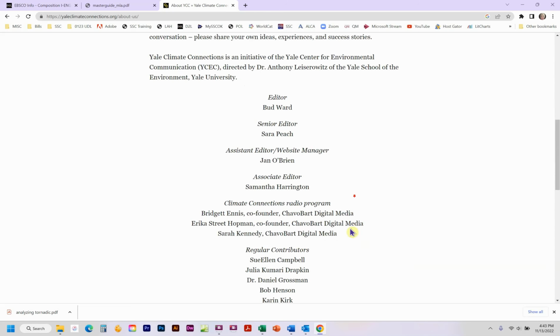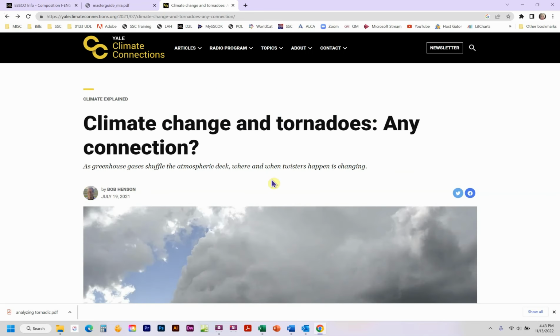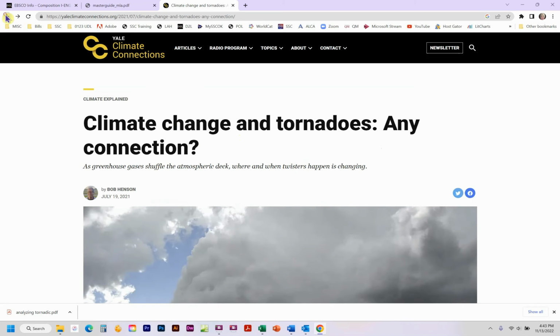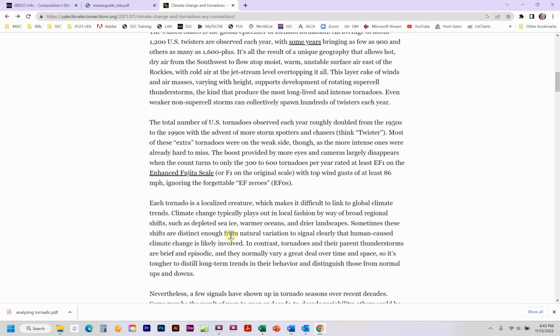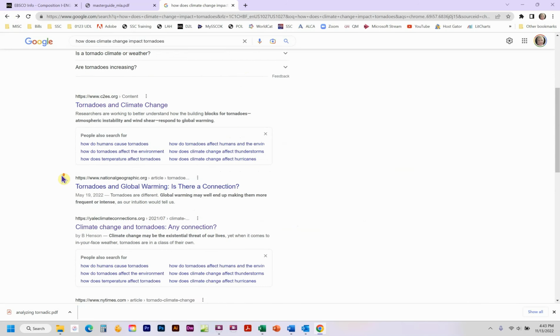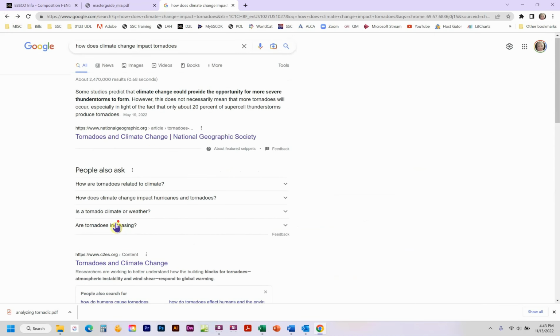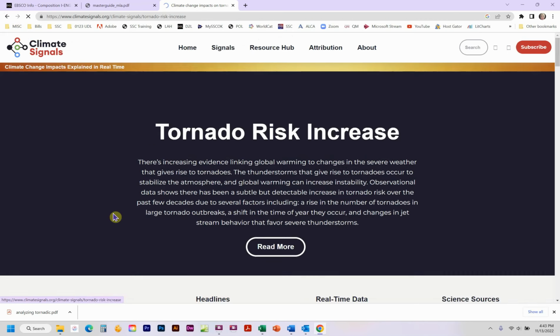But again, what we'd want to do is go down here, where it says Yale School of the Environment. Yale is a highly reputable scientific organization. You'd then look at, okay, Bob Henson is a meteorologist and journalist based in Boulder, Colorado, so he has a degree in meteorology. You can look at the rest of his credentials and he sounds pretty good. So this is also a credible source. Right off the bat, I have three, and then here's another one from National Geographic. I've got four sites that I could possibly use.